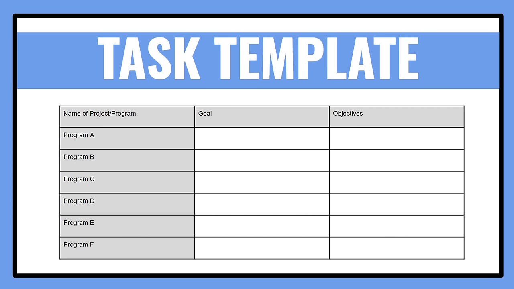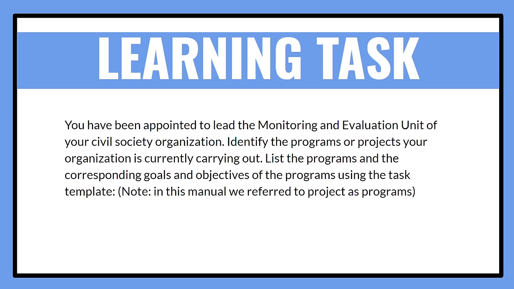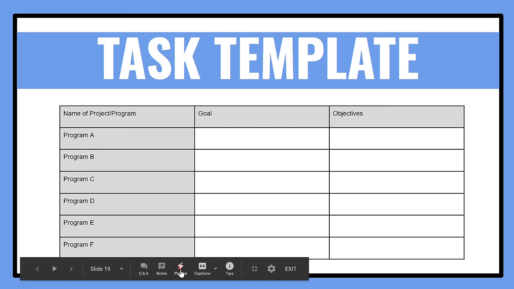So this course has a learning task that you're supposed to complete for this. You have been appointed to lead the monitoring and evaluation unit of your organization. So you need to identify programs and projects. In this training, we've been using programs and projects together because we know you're a civil society organization. Most of it might be projects, but just list them. So what you just need to do is to list programs underneath here for each one.